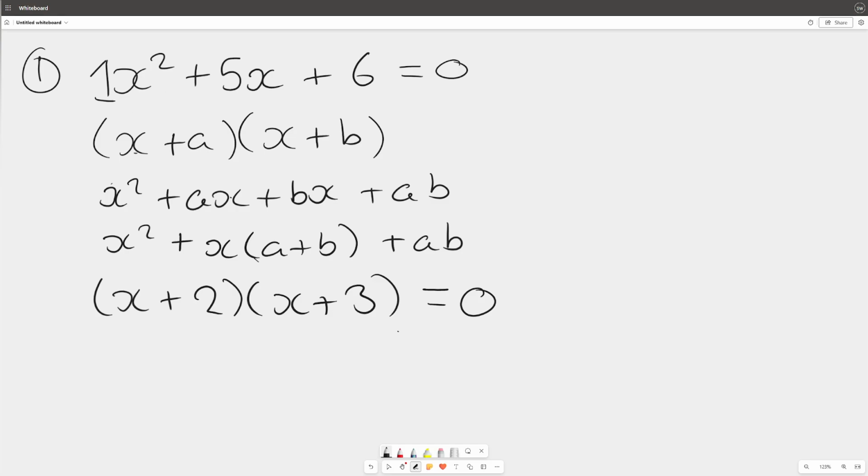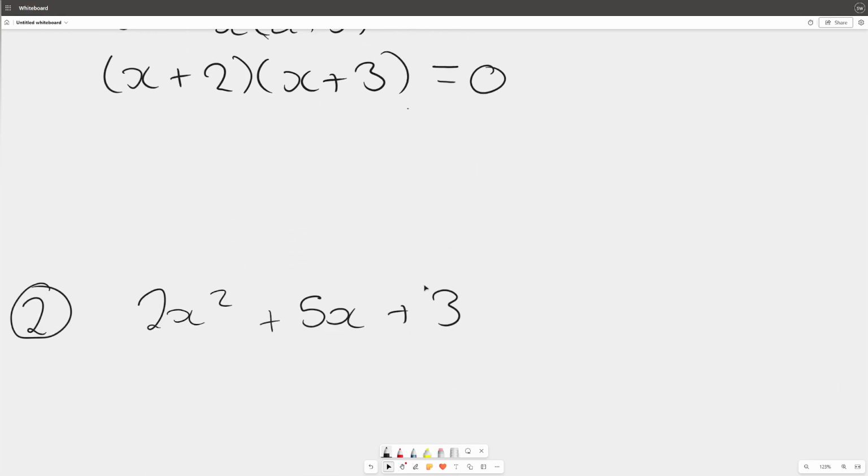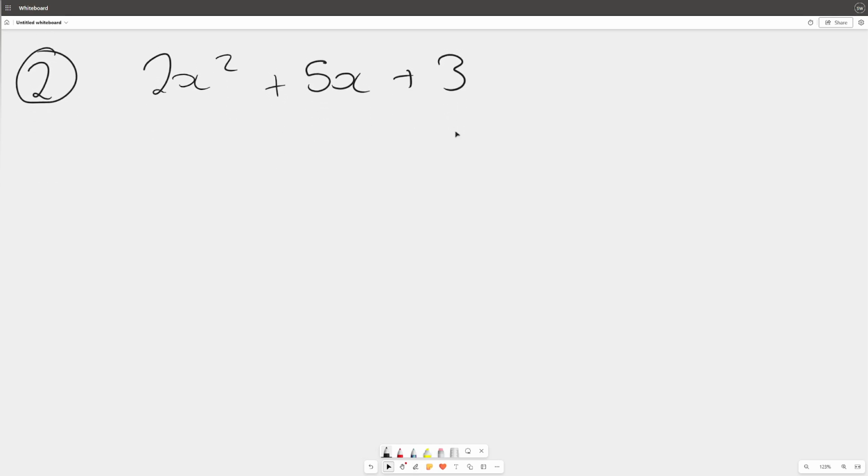Now, what about a case where that is not true? So this is our second example. Here we have a 2 in front of our x squared term, and that kind of throws everything under the bus, as we cannot just look for two numbers that add to make 5 and multiply to make 3 anymore, as those two numbers do not exist, at least not normal numbers. So what are we going to do here?